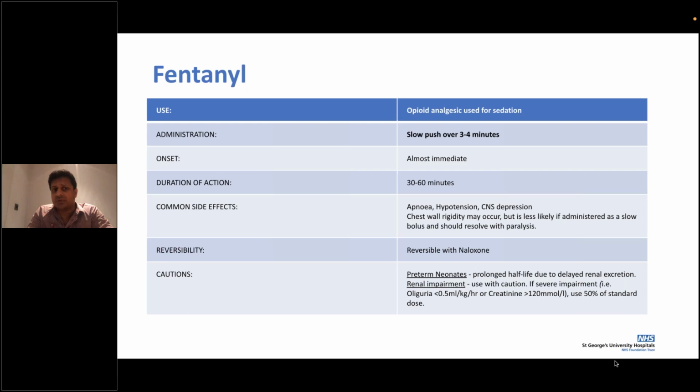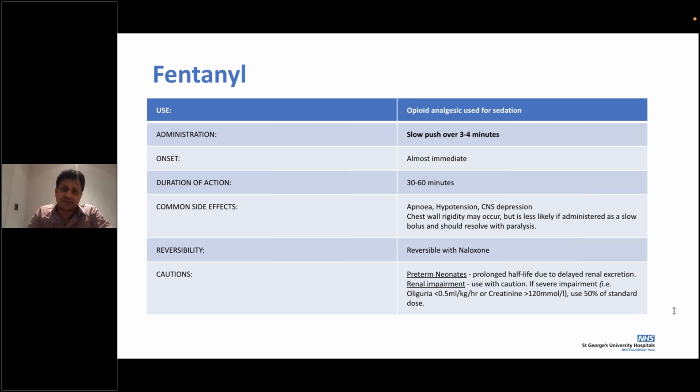And also, all of these medications are renally excreted. So in that case, if you are oliguric and your creatinine levels are already high, there is the consideration of whether we can reduce the dosage to 2 mics per kilo instead of 5 mics per kilo.